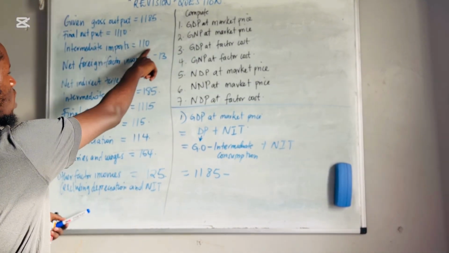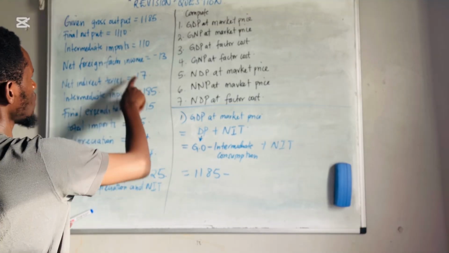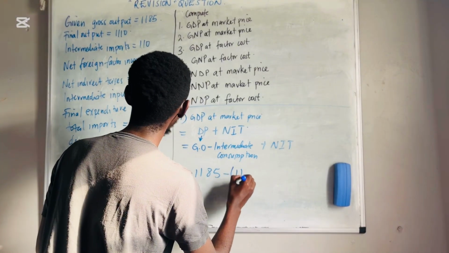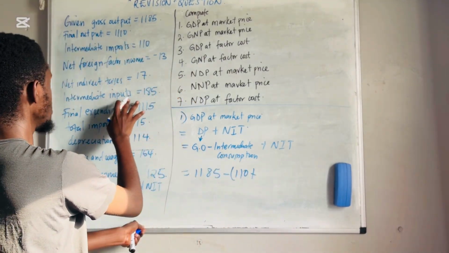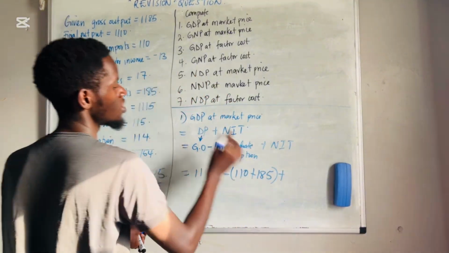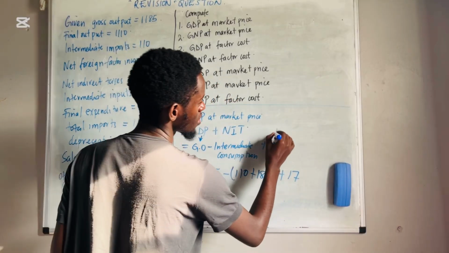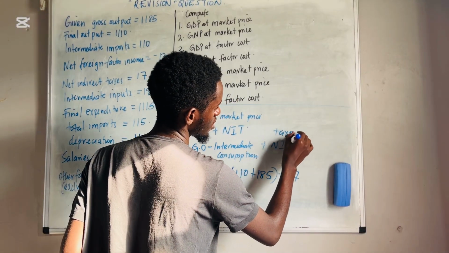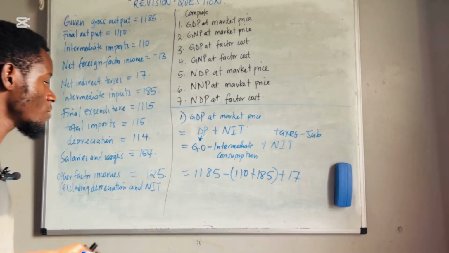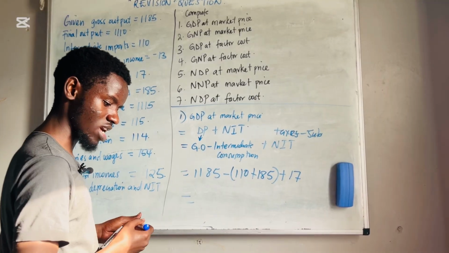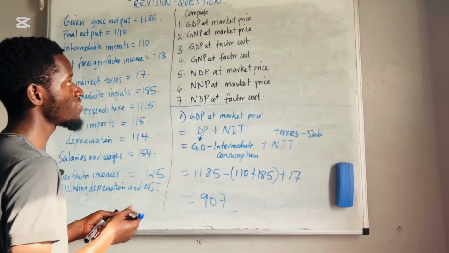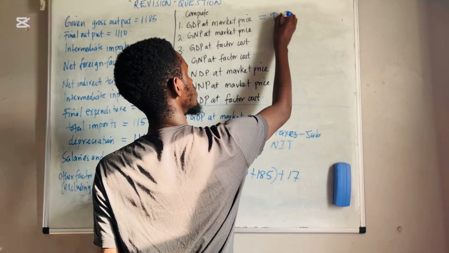Now minus intermediate consumption is composed of two: intermediate inputs and imports. Intermediate inputs is 110, intermediate inputs is 185. Therefore, I have minus 110 plus 185, and then plus lastly net indirect taxes, which is 17. Net is taxes minus subsidies. It's our net indirect taxes. Yes. Now from here, what's the answer here? We have our answer as 907.